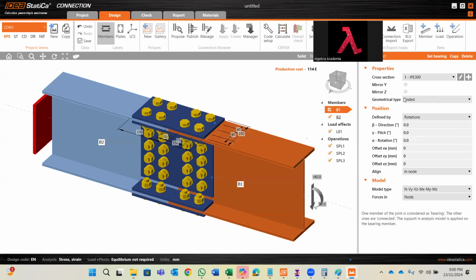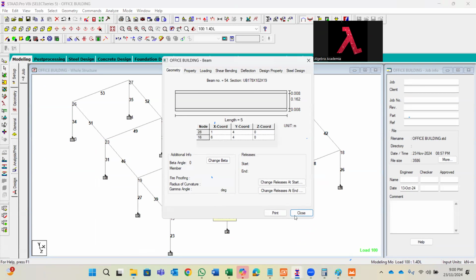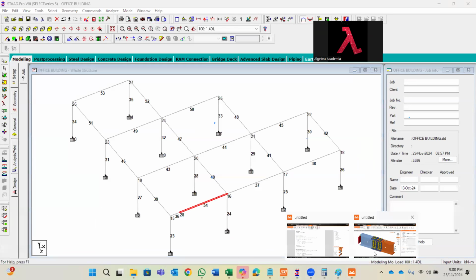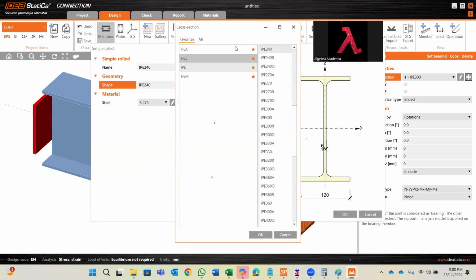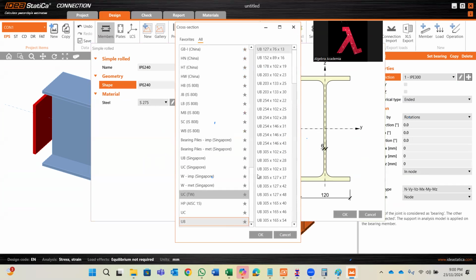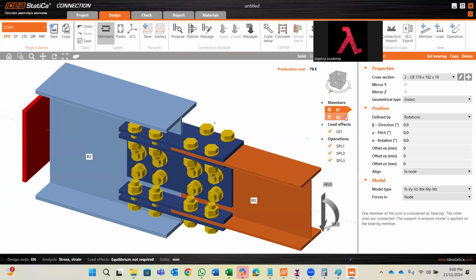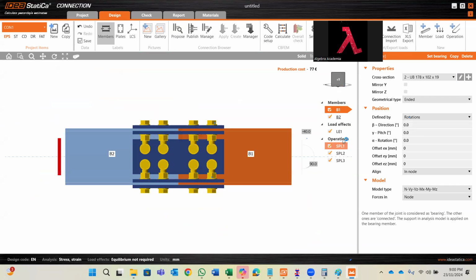Okay. So change the section sizes first, as a routine, what we used to do. So what is the section sizes here? 178, 102, 90. 178, 102, 90 UB. Fantastic. And going back to the other side, it's the same size. Going back to the forces.